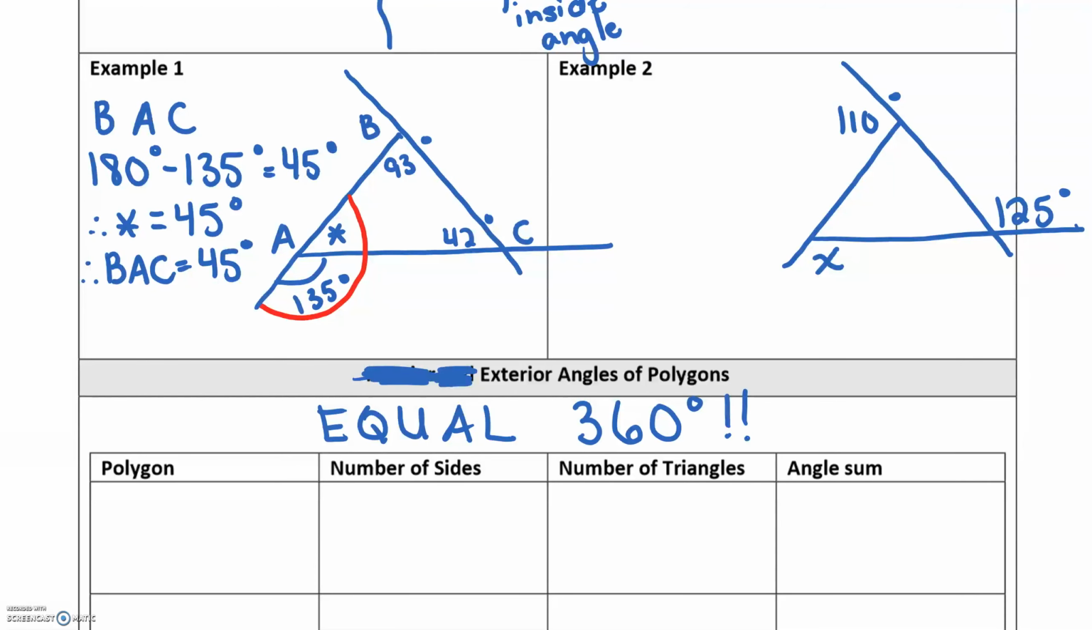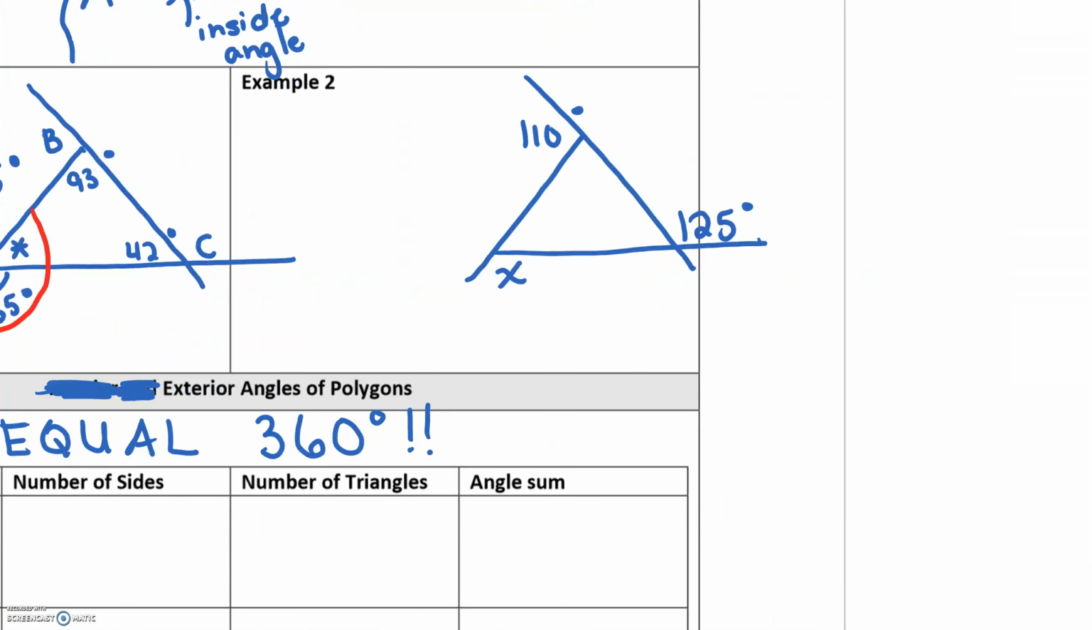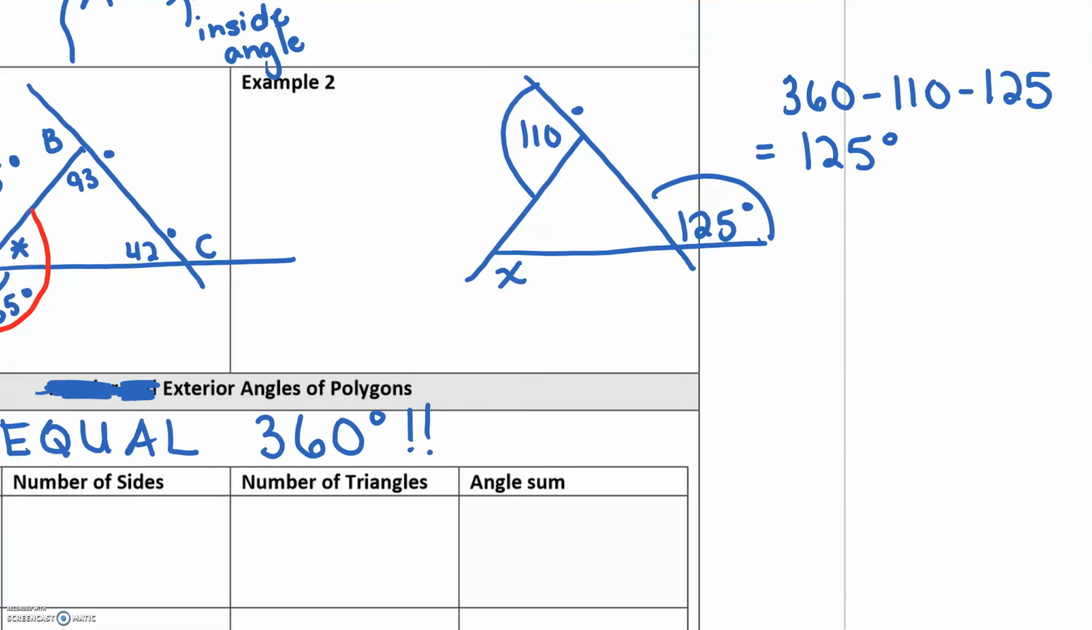So we can do the same process as we did yesterday, and we can add up these two angles and then subtract it from 360, or you can just do 360 minus what you're given. But this is where you have to kind of memorize that the exterior angles, the ones on the outside of the triangle, are equal to 360 if you add them all up. So if you do that work, you get that angle is equal to 125 degrees. So x is equal to 125 degrees.